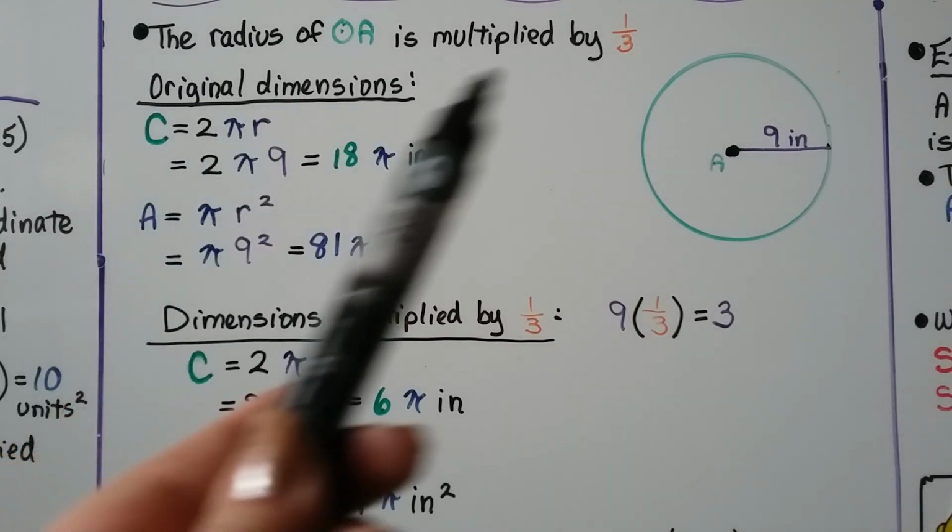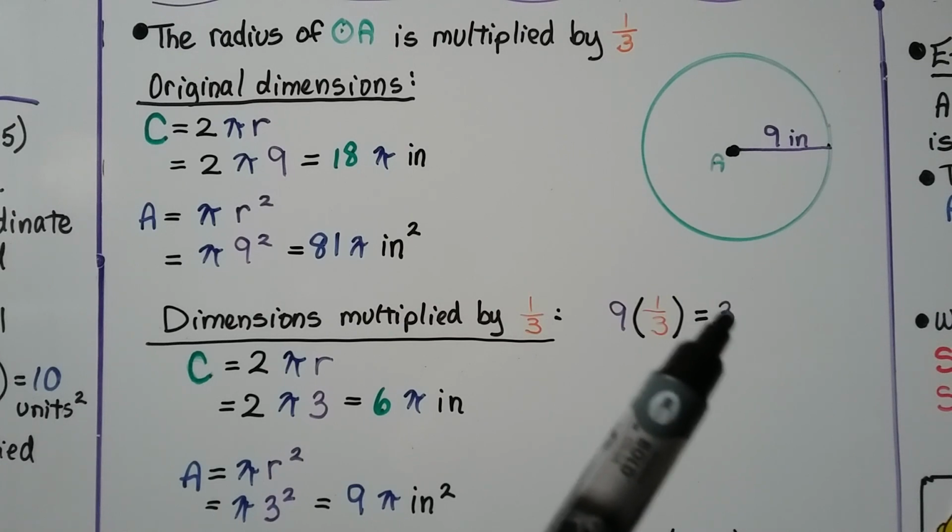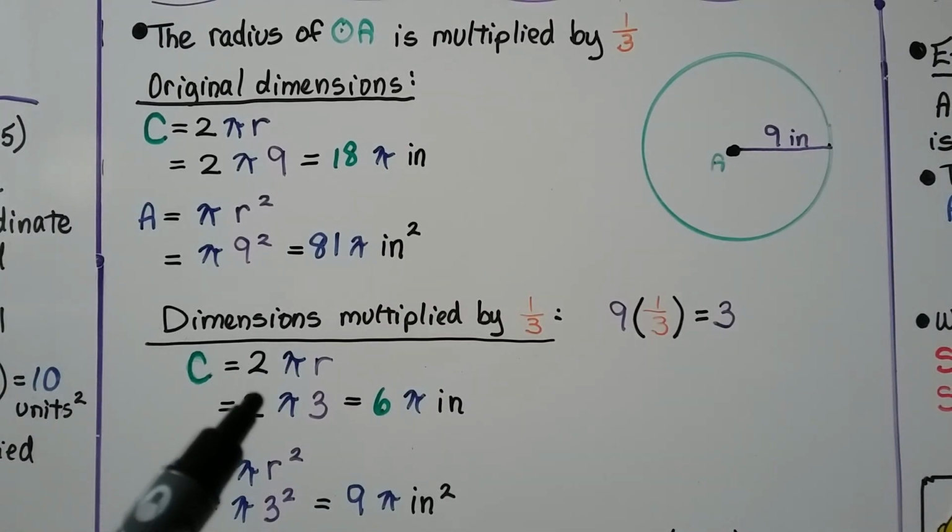We need to multiply the radius by 1/3. That's going to give us a 3. 9 times a third is 3. So that means our circumference is 2 pi 3. We multiply the 2 and the 3 and get 6 pi inches for our new circumference. And the area is pi r squared, so we're going to do pi times 3 squared, which is 9 pi inches squared.